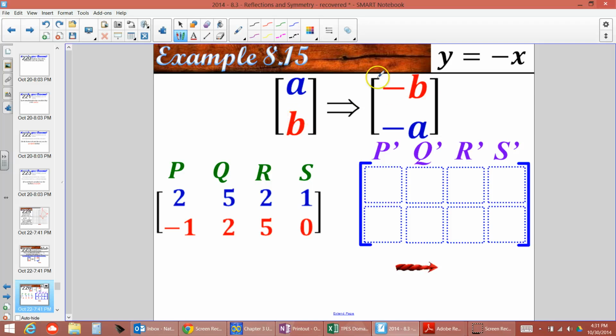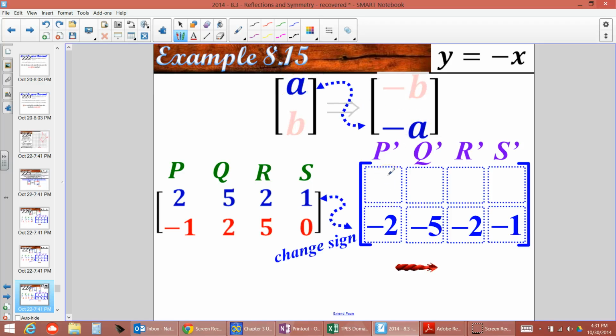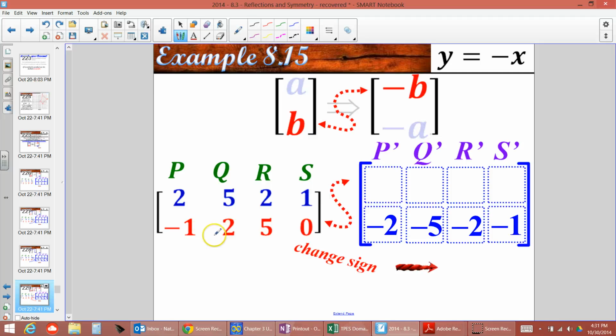B becomes negative b on top. So I take the whole top row as a, and it becomes changed sign on the bottom. Take the whole bottom row, change signs, put it on top. There's my new shape. It took me all of like 3 seconds. Okay, the whole top row changes signs and goes on bottom. The whole bottom row changes signs and goes on top.